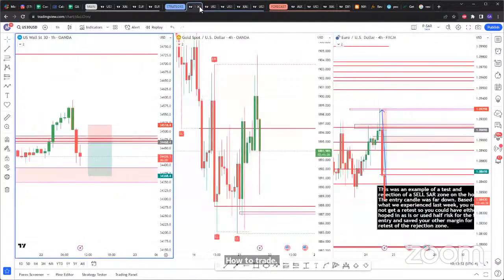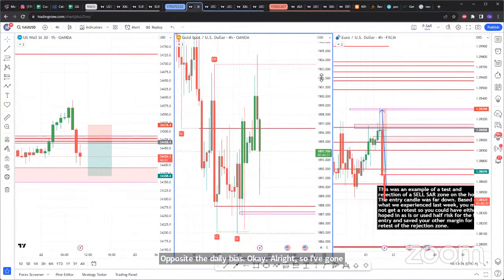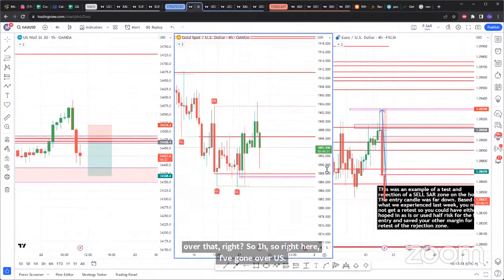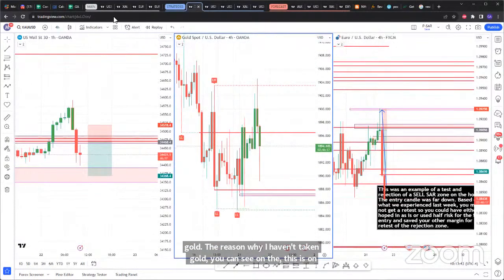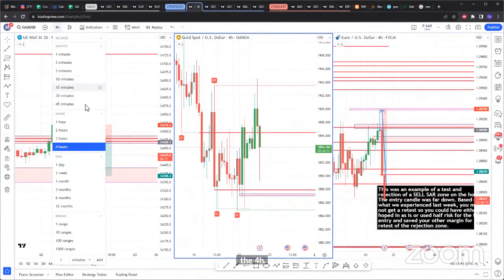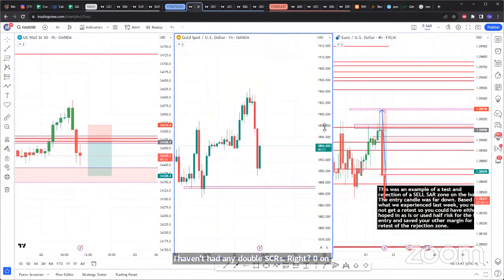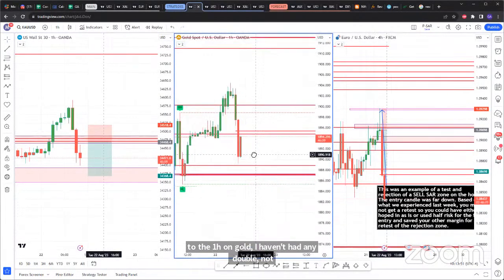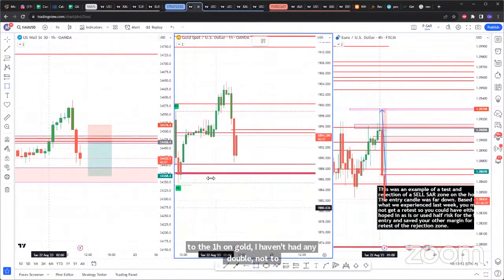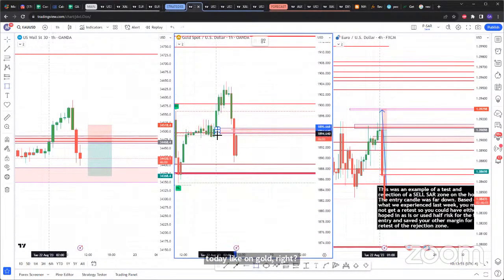Okay. All right, so I've gone over that, right? So 1 hour, so right here, I've gone over US30 and gold. The reason why I haven't taken gold, you can see on this is on the 4-hour. I haven't had any double SARs, right? Zero on gold. If I go to the 1 hour on gold, I haven't had any double, not to say people like Desire, they've made money today, like on gold, right? Because there were entries on the 30-minute and whatnot.